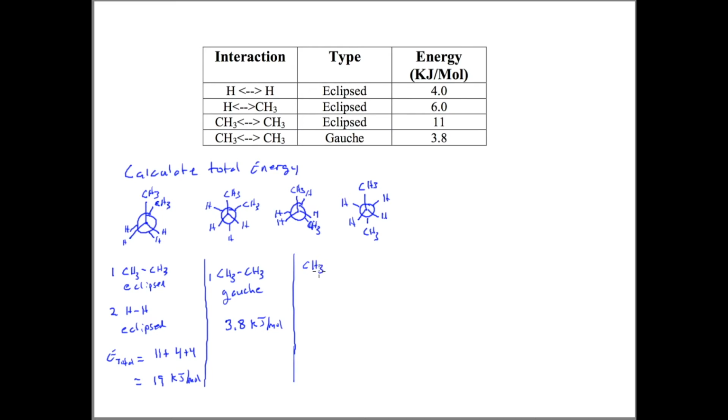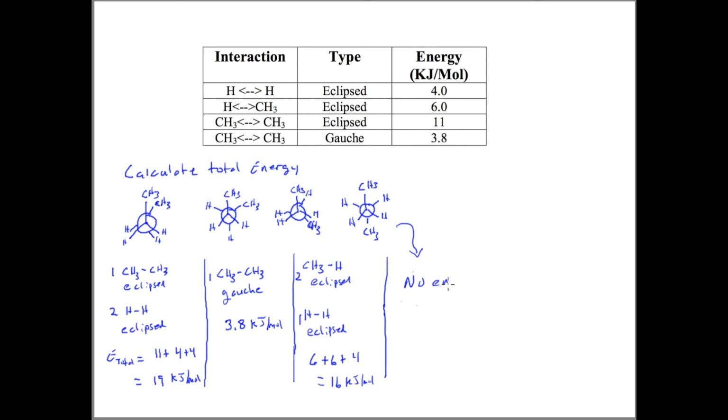Then now I want to look at this one. So now the one that's eclipsed again by rotating another 60 degrees, what we can see is that I have a CH3 to H, and I have two of those now, and then I have an H to H eclipsed also. So now I'm going to add up all of those. CH3 to H eclipsed is going to give me 6 kilojoules per mole plus 6 kilojoules per mole, and then finally the H to H eclipsed is going to give me another 4 kilojoules per mole. So I can see I have a total of 16 kilojoules per mole.